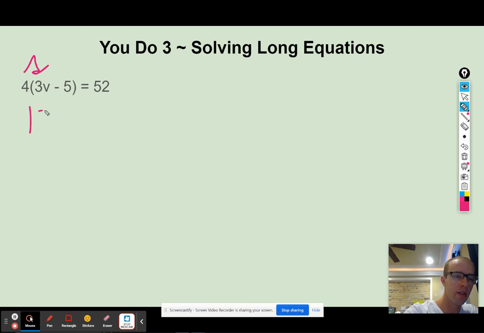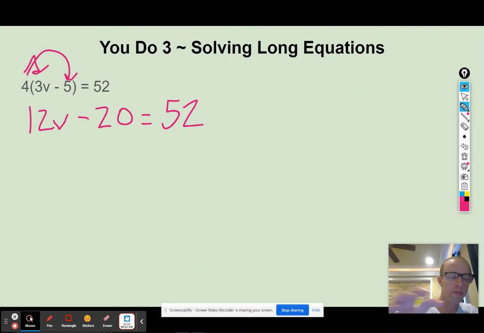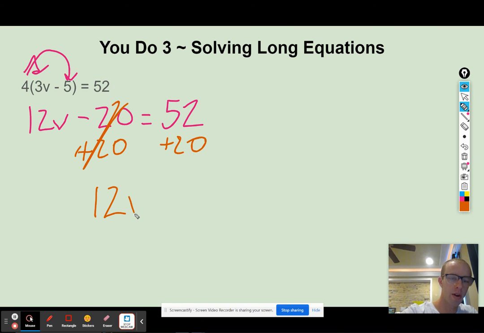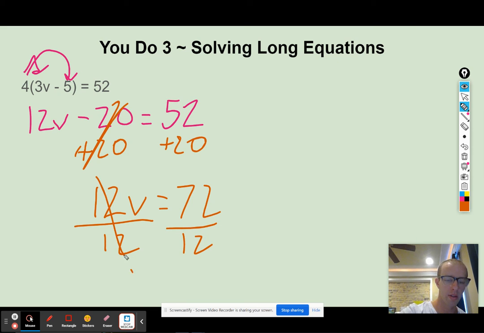First, I'll distribute. 4 times 3v is 12v. 4 times negative 5 is negative 20 equals 52. All right, now that I've distributed, I have a two-step equation, and we know how to solve two-step equations. To get rid of a minus 20, I add 20. These cancel. I get 12v equals 52 plus 20 is 72. Now it's just a one-step equation. To get rid of multiplication, I divide each side by 12. These cancel. V is by itself on this side. 72 divided by 12 is 6.